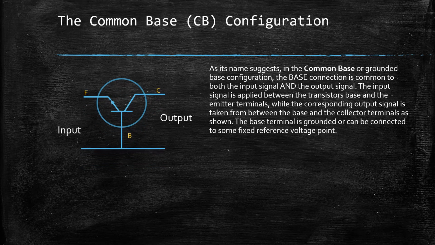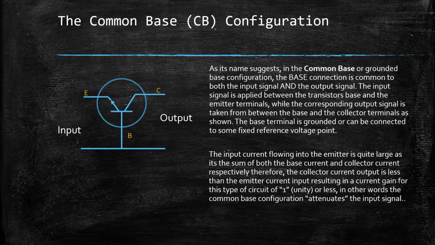As its name suggests, in the common base or grounded base configuration, the base connection is common to both the input signal and the output signal. The input signal is applied between the transistor's base and the emitter terminals, while the corresponding output signal is taken from between the base and the collector terminals, as shown. The base terminal is grounded or can be connected to some fixed reference voltage point.